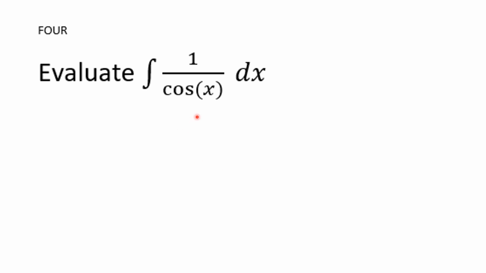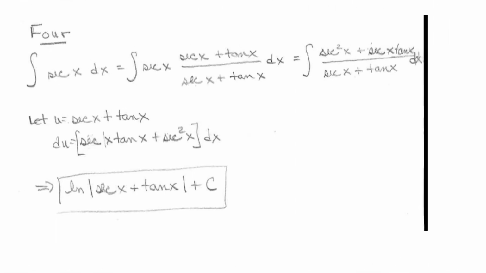Number 4, I ask you to evaluate this. And the key was recognizing that that's the secant, and we use that time-proven technique of multiplying by 1 in a clever way. And this is quite clever. Then you make the u substitution of u equals secant x plus tangent x, and that's exactly what you want, and you'll get the natural logarithm of the absolute value of secant x plus tangent x plus c.